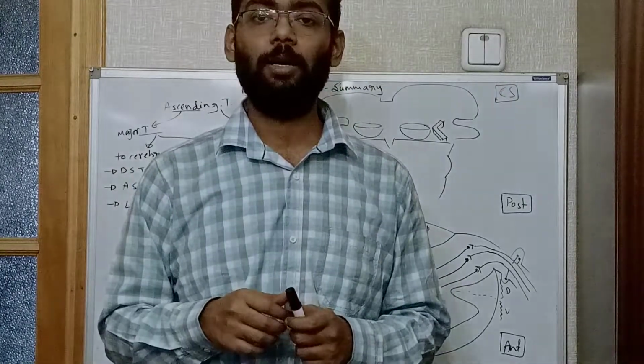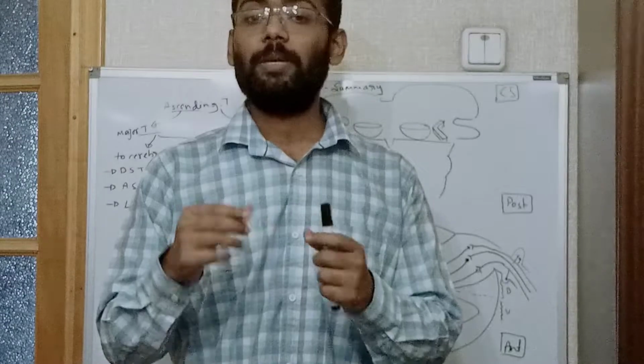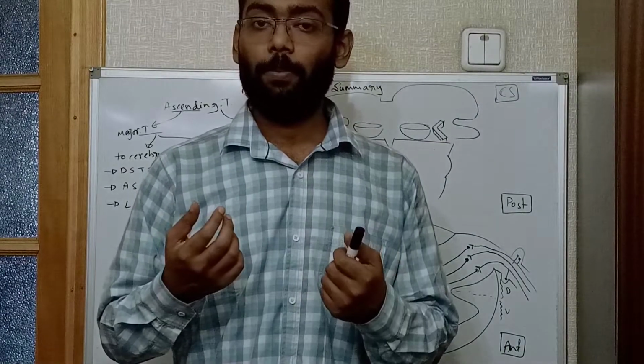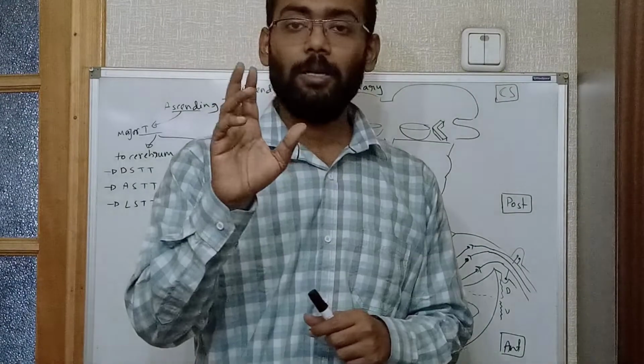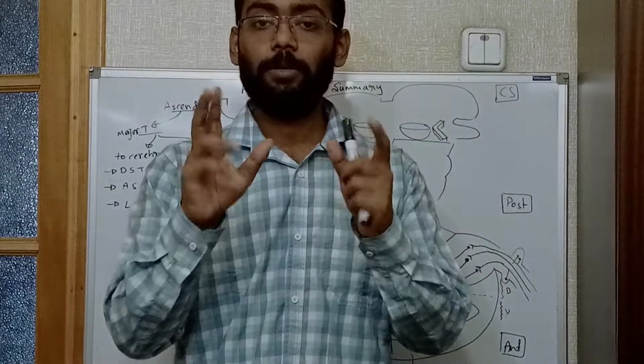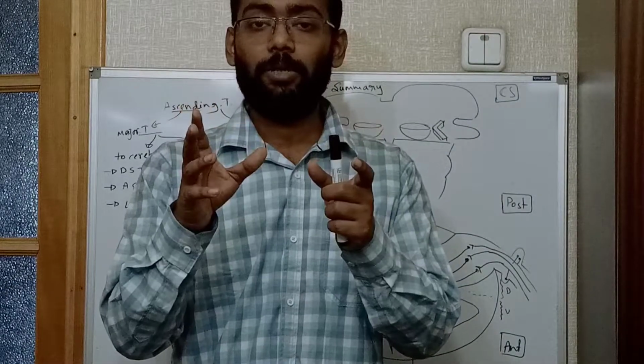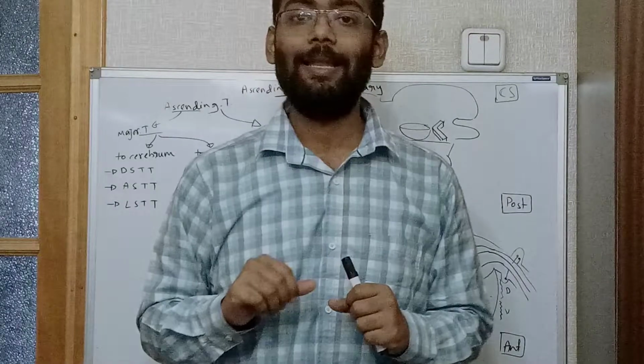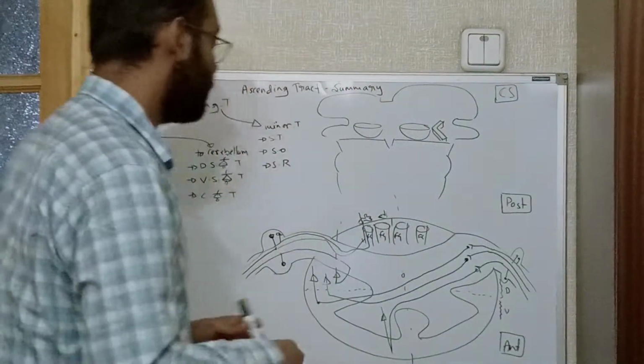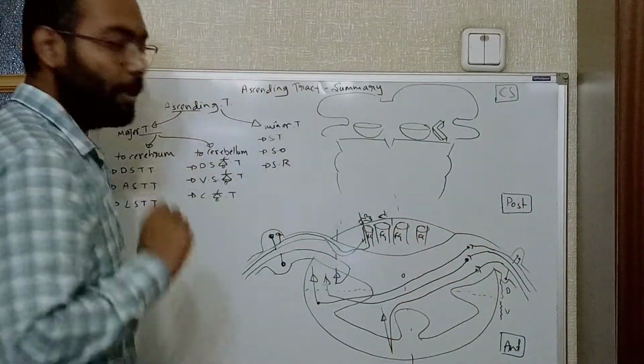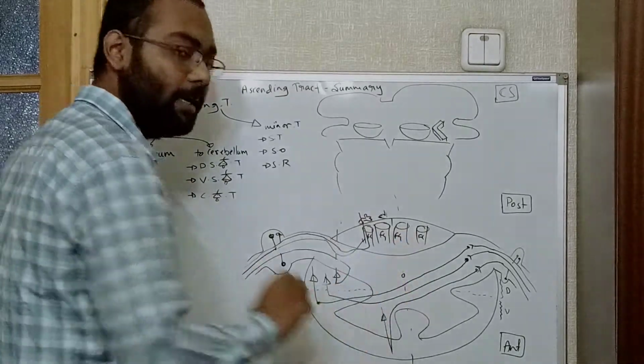So the posterior spinocerebellar tract takes proprioceptive information from the lower limb. Now we are left with the cuneocerebellar tract. The cuneocerebellar tract takes proprioceptive information from the upper limb. So this is the information you have to remember. So you are done with the spinal cord level.